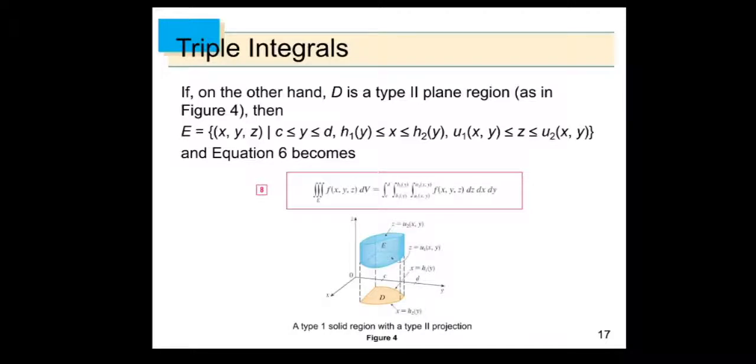Okay, on the other hand, D is a type 2 plane region. All right, now here we have a D, which is a type 2 plane region, right?